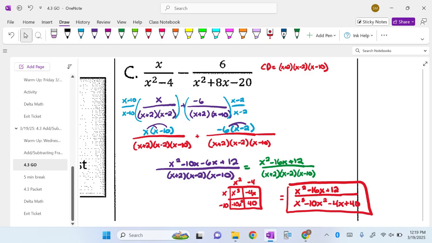From there, I can just multiply my denominators through. Since I know I have x plus 2 and x minus 2, that's the same thing as x squared minus 4. I didn't even have to do a box method for it. You can if you want to, but if you want to save some time, I know it's x squared minus 4. So all I have to do is multiply x minus 10 by x squared minus 4, and I get x cubed minus 10x squared minus 4x plus 40.